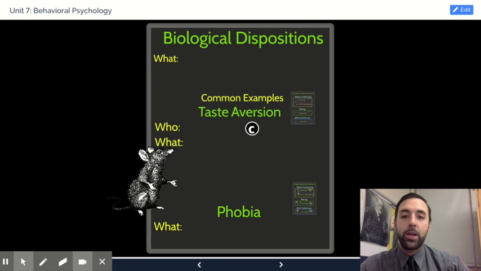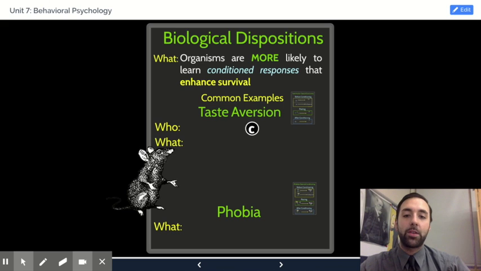In today's Essential Task, we are going to talk about the types of behaviors that are easily learned through classical conditioning, because not all behaviors can be taught or learned through classical conditioning. Some behaviors are more likely to undergo the classical conditioning process than others. We call some of those biological dispositions. This acknowledges that organisms are more likely to develop a conditioned response to behaviors that enhance survival.